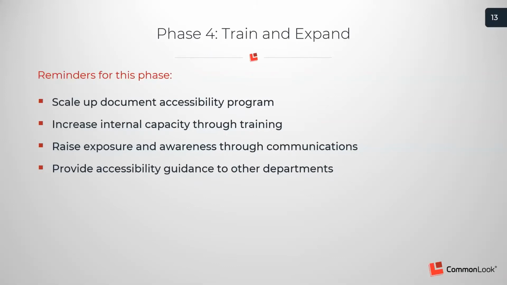So training is going to be key. If step 2 was to spread the word and to make this part of the culture and to get the organization thinking accessibility, phase 4 is when you put that into practice and you actually teach and train everyone in how to use the tools and how to create accessible content.